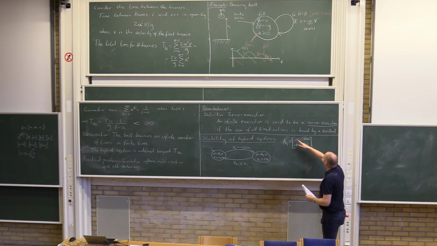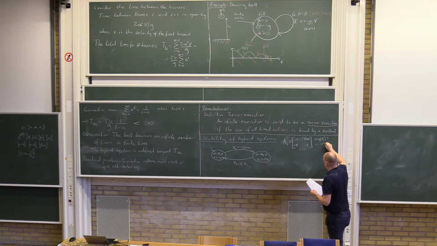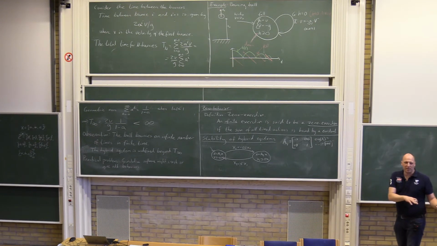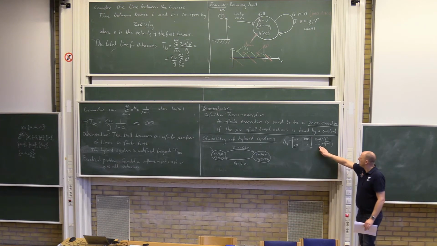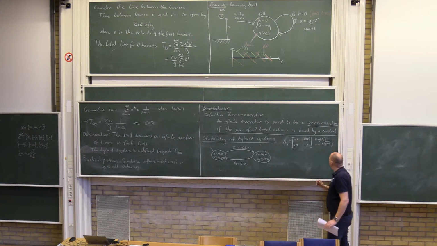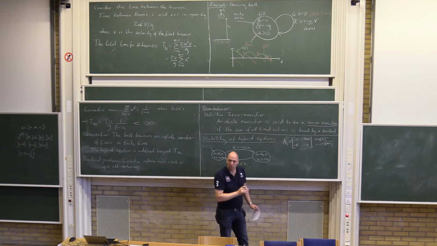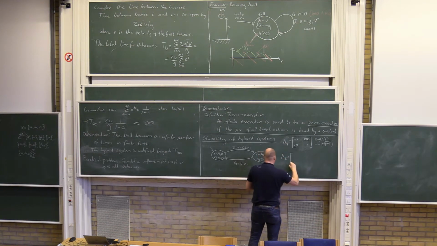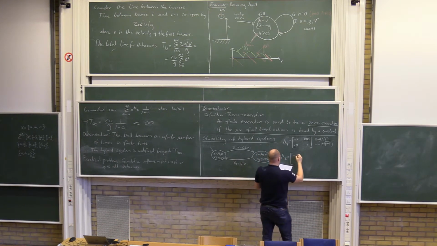Okay, so in this case, the eigenvalues of A1 are minus 1 plus minus the square root of 1000 times the imaginary number. So they are both in the left-hand side. Both of the eigenvalues are in the left half plane. So A1 is stable.